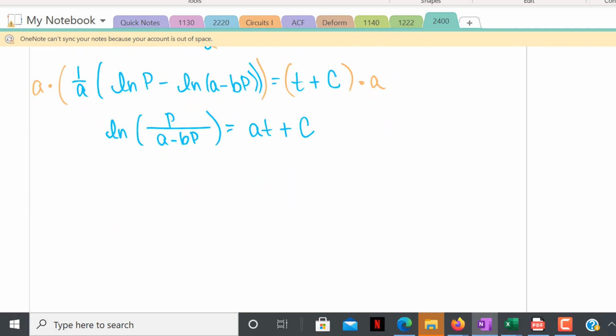Now I will do e to both sides. And so on the left, the e and the natural log kind of cancel each other out, and I get p over a minus bp. And on the right, I'm applying properties of exponents to give me e to the at times e to the c. But e is a constant, c is a constant. So together, they just make a constant that I'm going to call k.